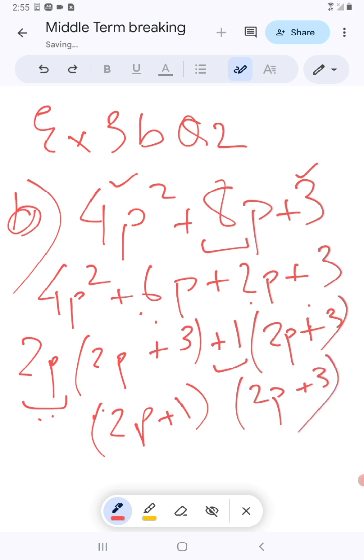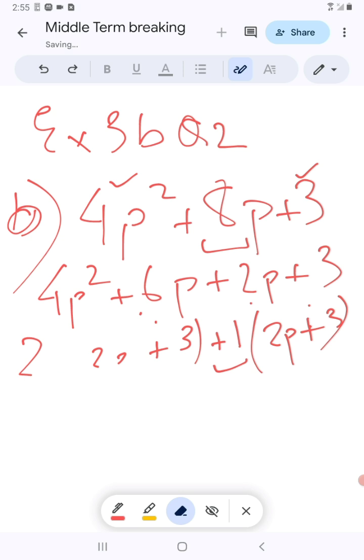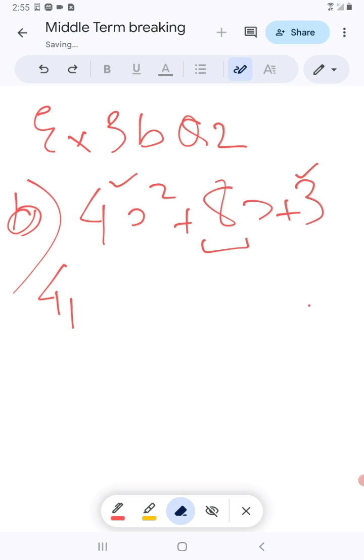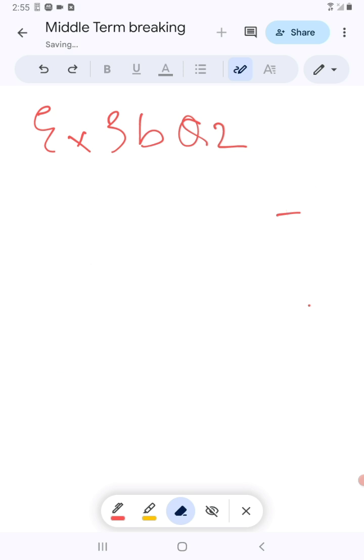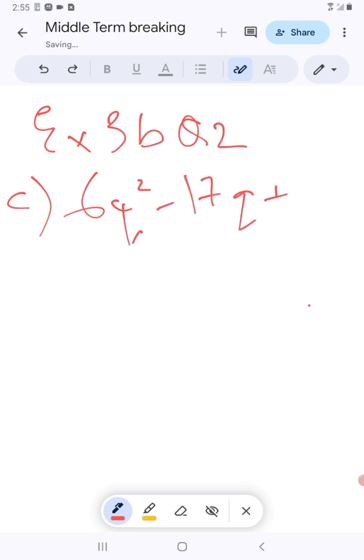I hope it's clear to you all. Let's look at part C. For your part C, it's written 6q square minus 17q plus 12.